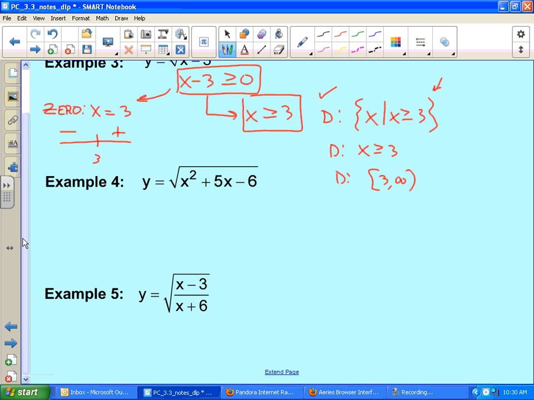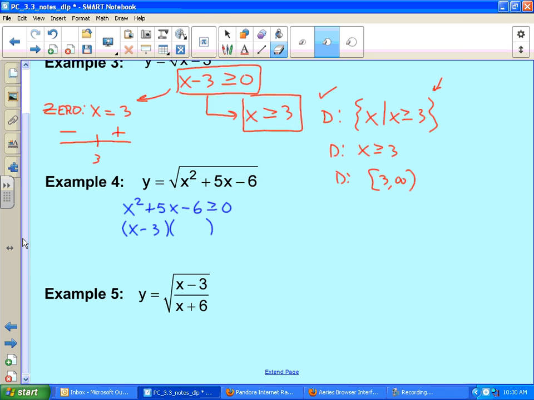So if I set the radicand greater than or equal to 0, why are we doing that? Because it's under a square root. And I factor this. We're going to be able to factor this? x plus 6, x minus 1. There you go. Then I use that to find my zeros, and my zeros are going to be negative 6 and 1.